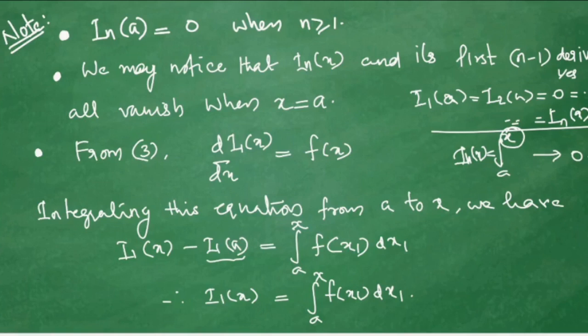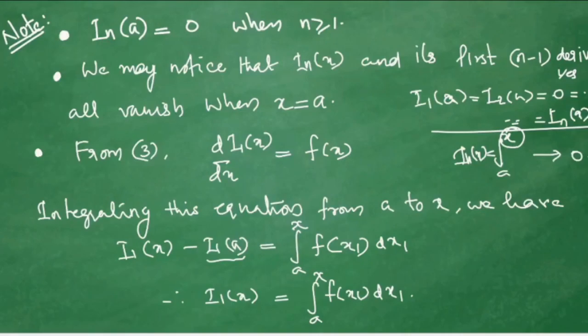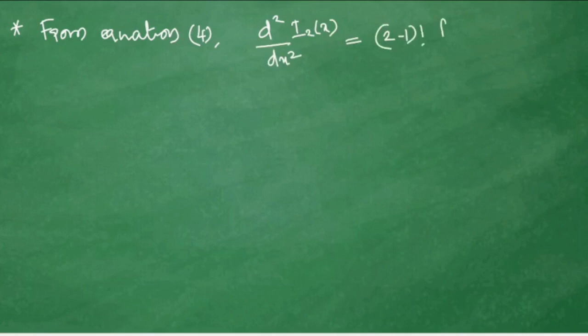Now, from the equation of the nth derivative of I in equation number 4, given n is equal to 2, we have d square I2 of x by dx square is equal to 2 minus 1 factorial into f of x, or d square by dx square I2 of x is equal to f of x.